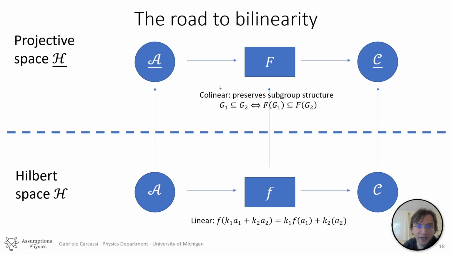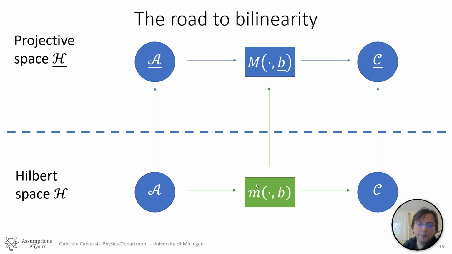And the easiest way to understand collinearity is that it preserves the subspace structure. That is, if we have G1, and G1 is a subspace of G2, then F of G1 is a subspace of F of G2. So everything that is a subspace remains a subspace, things that are orthogonal remain orthogonal, and so on. Since we're going to want a map M between A and C when we make a composition, we will want this to be bilinear, meaning if we fix one side, this part has to be linear. Then it also means that M, if we fix B, will have to be collinear.